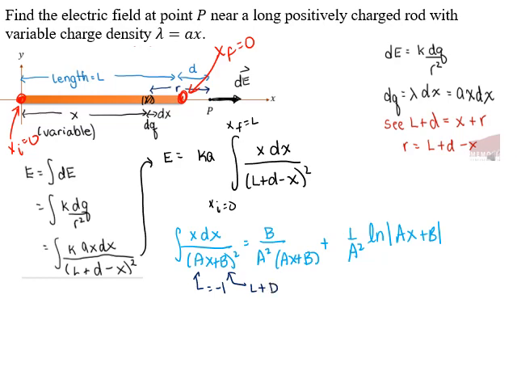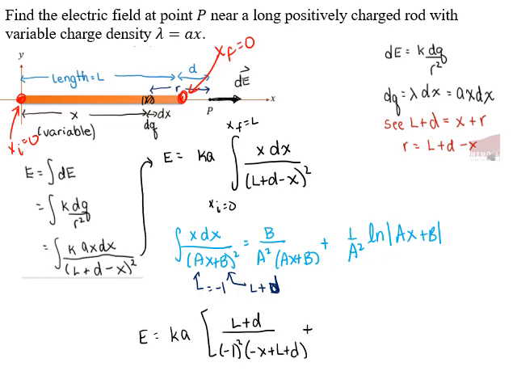So now we can use this result. Oh, I wrote an uppercase, should have been a lowercase. We can use this result to evaluate our integral, and we see that E is equal to k times a. Let's fill in all of our terms here. So we've got b, which is L plus d in the numerator, divided by a squared, minus 1 squared, times (ax, so minus x, plus b, which is L plus d).